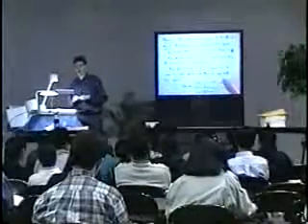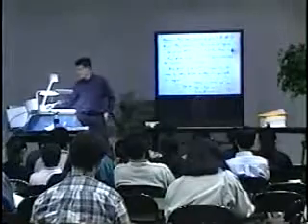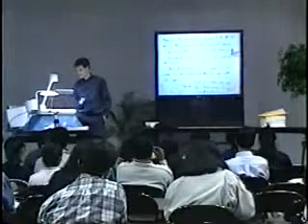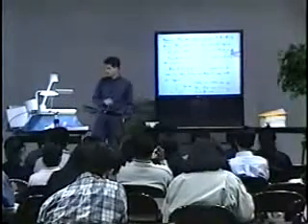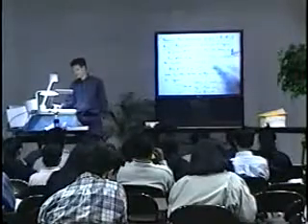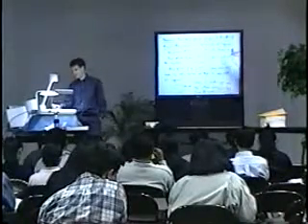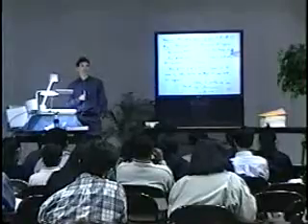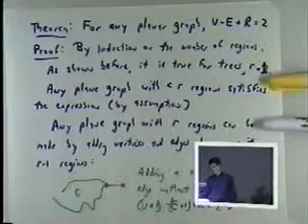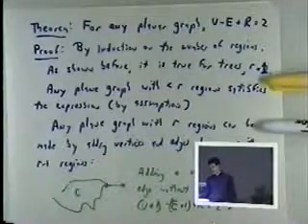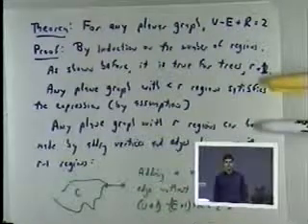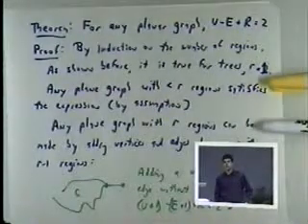Okay, so the number of regions is 1 in the base case, as we talked about. For the inductive step, for any planar graph with less than r regions, let's assume that it satisfies this expression. Any planar graph with r regions can be made by adding vertices and edges to a graph with r minus 1 regions. So now we're adding vertices and we're adding edges.